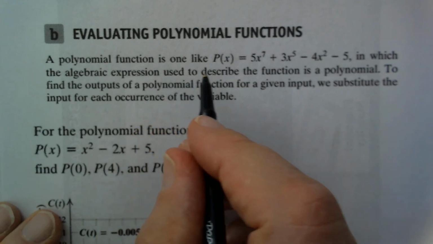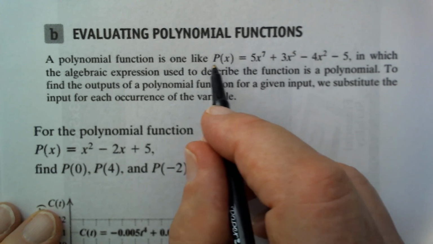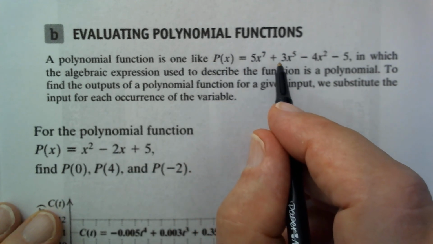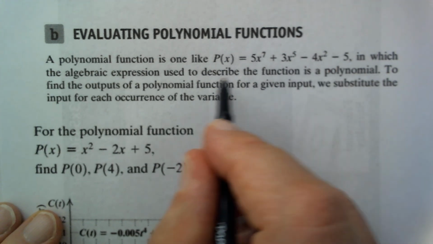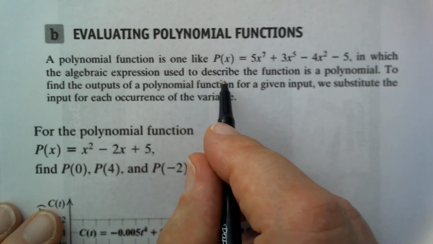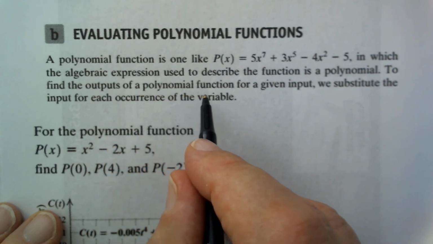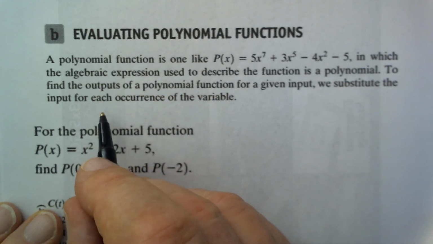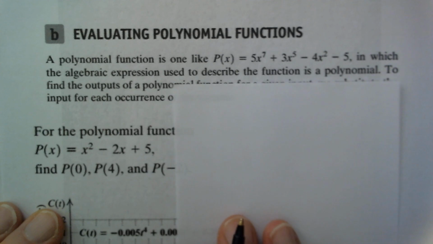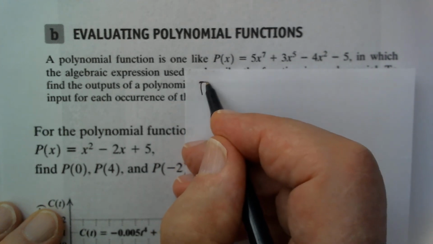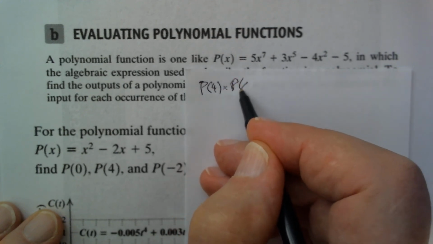So here's a polynomial function, like p of x, p for polynomial, and it could be any letter. But here's an example, 5x to the 7th plus 3x to the 5th minus 4x squared minus 5. So the algebraic expression is used to describe the function, and that's a polynomial in this case. So to find the outputs of a polynomial function for a given input, we substitute the input for each occurrence of the variable. So for example, if we say, what is p of 4? P of 4 means we replace every x with the number 4.